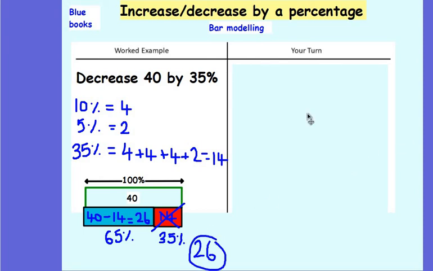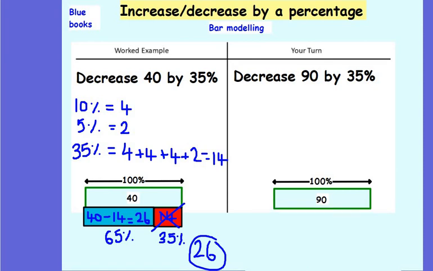Over to you, Year 7, in your dark blue books. Can you decrease 90 by 35% for me in exactly the same way? Pause the video, off you go.